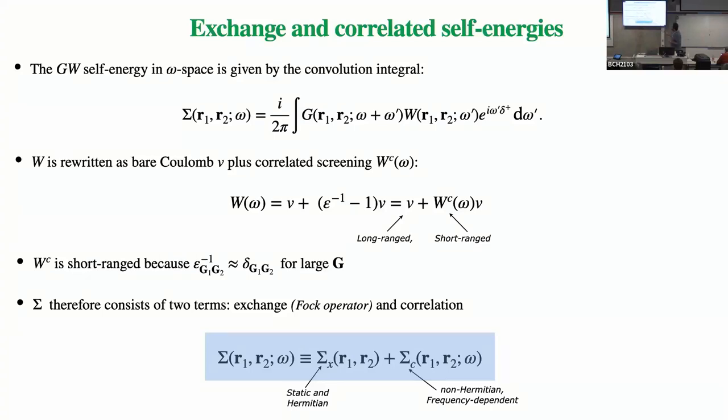It comes from the inverse dielectric matrix minus one. If you use this decomposition of W in the self-energy and you do the math, you can compute the convolution introduced by v. And this gives you the Fock operator. We call it Sigma-X, the exchange part, which is static and Hermitian. And then we have the correlation part, which is frequency dependent and non-Hermitian.